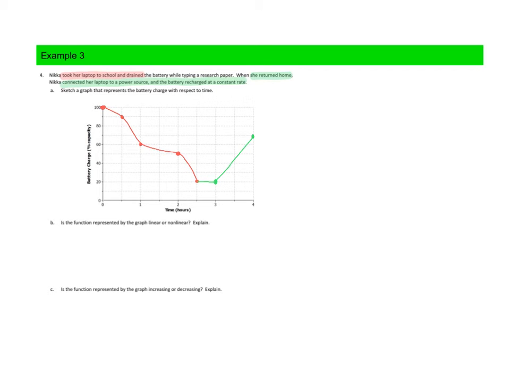Okay? Is this function linear or nonlinear? Definitely nonlinear. There is no constant rate of change throughout. Okay, there's a constant rate of change right here, but everywhere else there's no constant rate of change. And then it says, is it increasing or decreasing? Well, both.